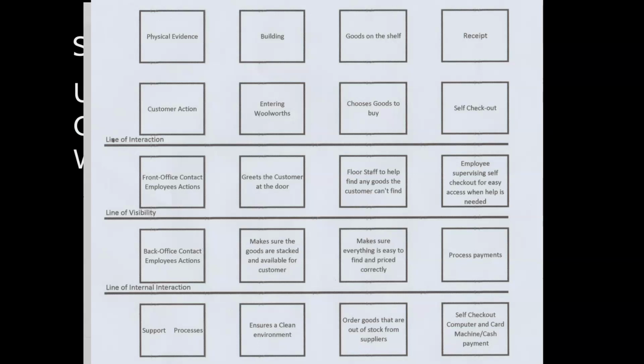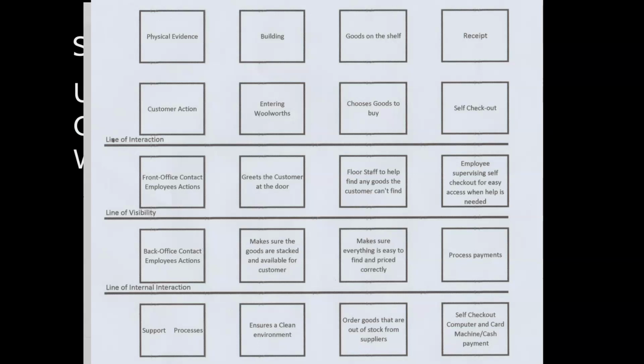Customer action would be entering Woolworths or visiting the building. They choose the goods to buy, the products they add to the baskets, and then move along to the self-checkout and go through the process and make the payment. Then the front office employees, since they are not as involved with the payment because it's self-checkout, but if there's an issue with the payment system, they step in to assist there. But they also greet the customer and sanitize them at the door, and also floor staff to help them find goods if a customer can't find it, and then supervising self-checkout for easy access if needed.